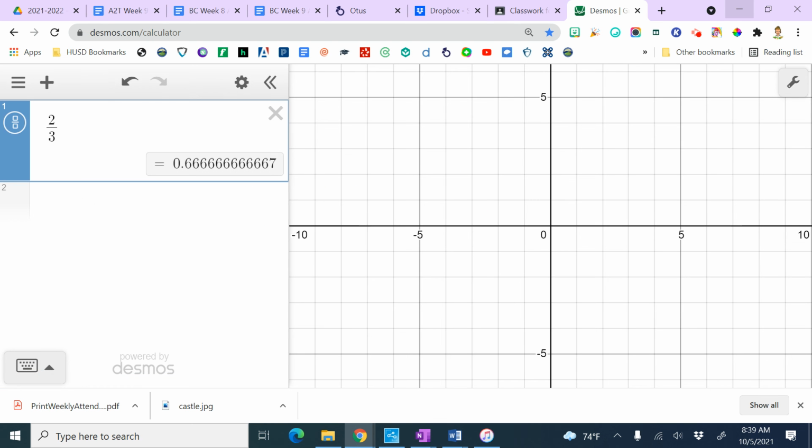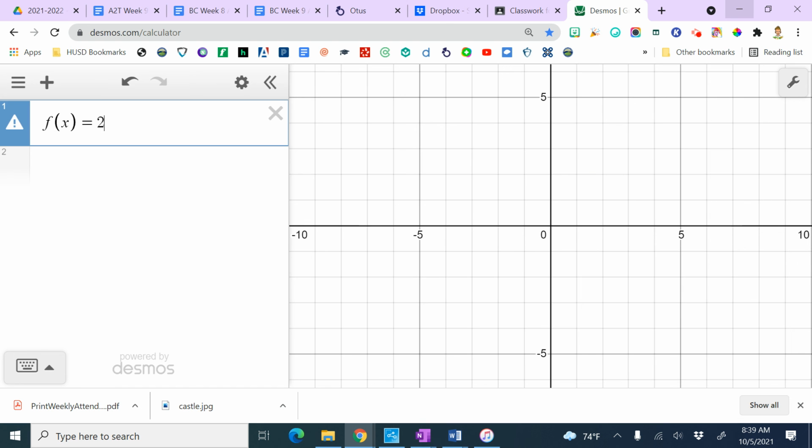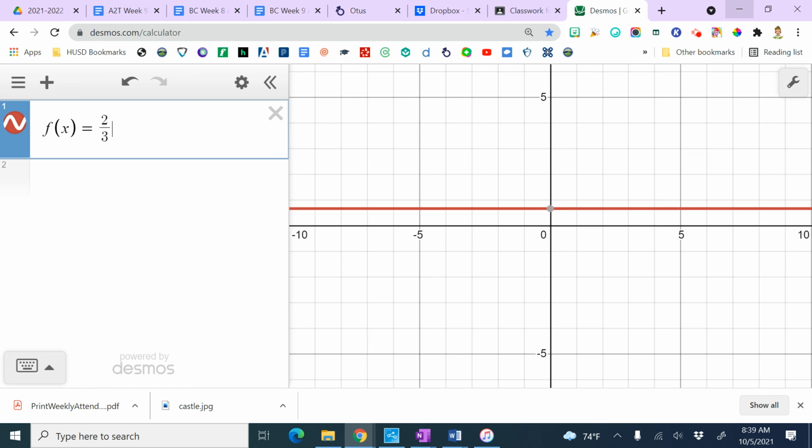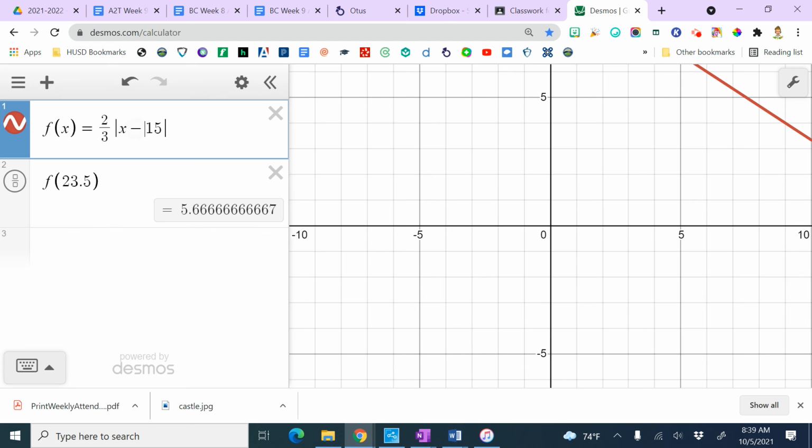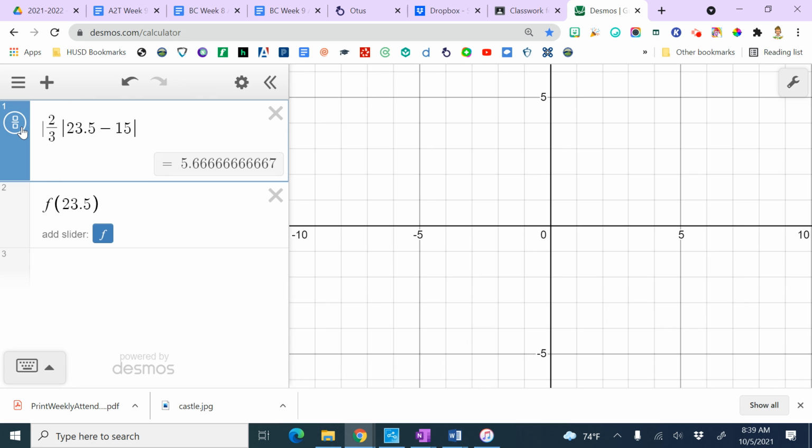All right, this is what I would type in. 2/3. Watch. F of x equals 2/3 times the absolute value, which is above the enter key, so I just typed that. Absolute value, it was x minus 15, right? Remember, if I type it like that, then I can plug whatever I want into it by saying f of 23.5. I could also have come in here on this line and just done 23.5 there and gotten rid of my f of x part. That's also valid. But if I had wanted to plug in more than one value, the first way is better.